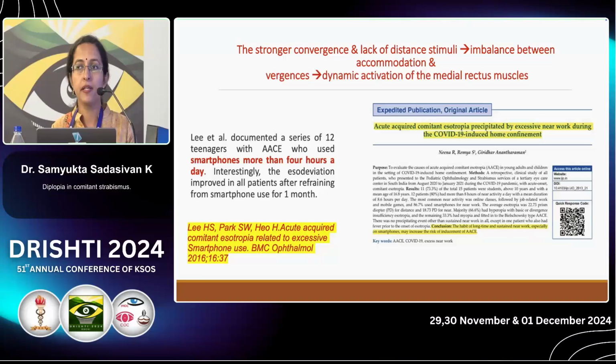Similar reports have been published in the past as well. All of them point towards the fact that the stronger convergence and lack of distance stimuli create an imbalance between accommodation vergence mechanics, and that further leads to dynamic activation of medial rectus muscles.